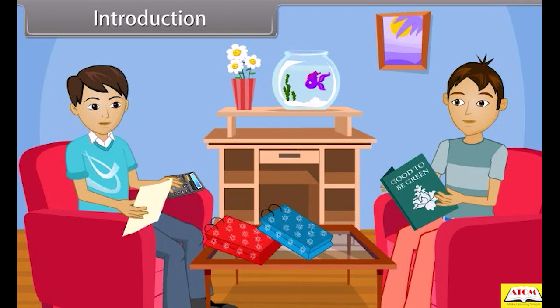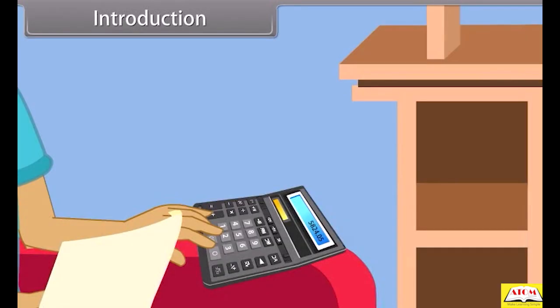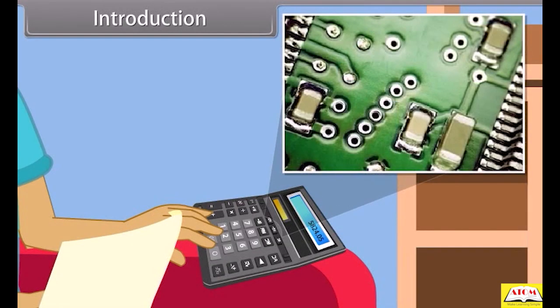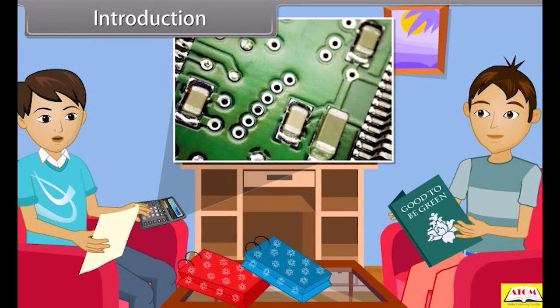Okay, Raj, I will tell you. A calculator works on a combination of diodes. A diode is a semiconductor device and it can be used for on and off purposes. When the diodes are arranged in a particular manner, they give a specific logical result.